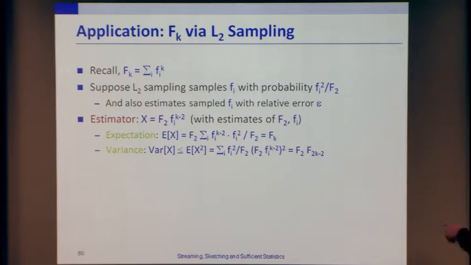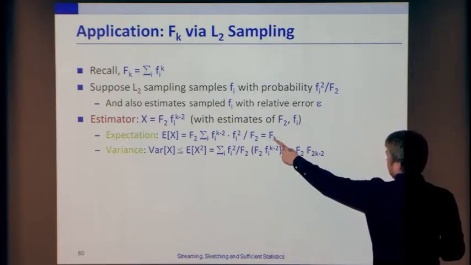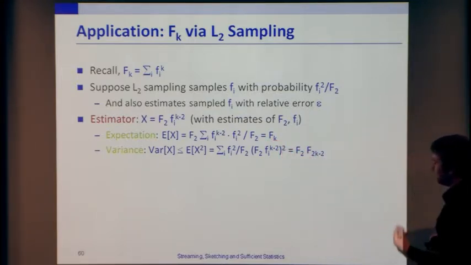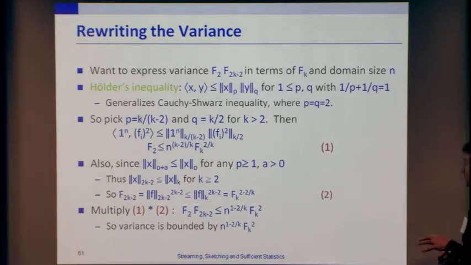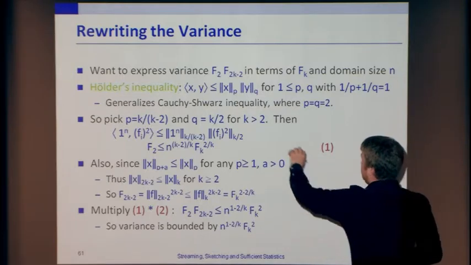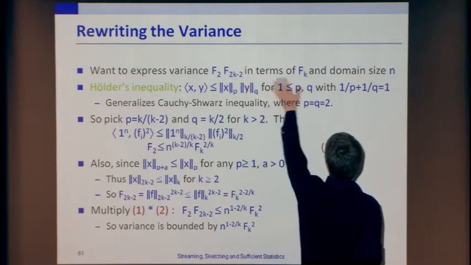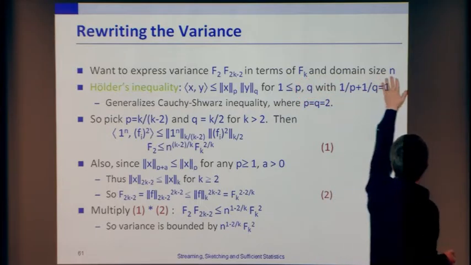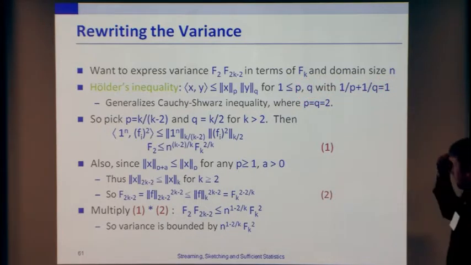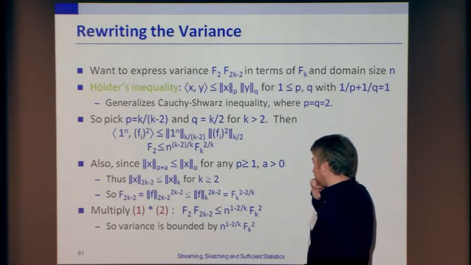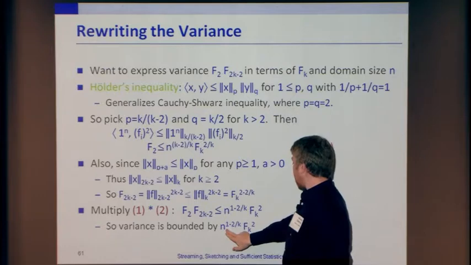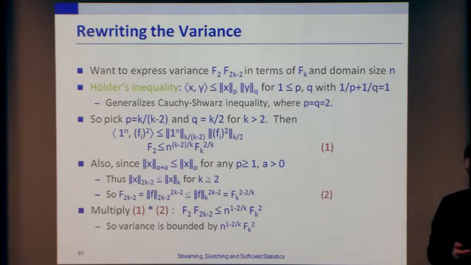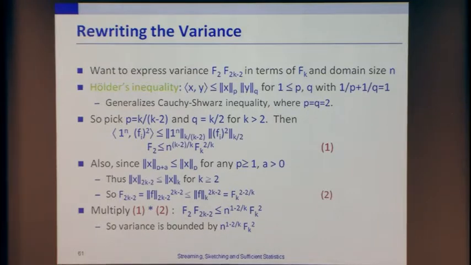Well, we don't quite understand what that is. We're trying to shoot for this quantity F_k. We've got a variance in terms of F2, F_(k-2). So I have to do a little bit of manipulation on this. I'm not going to go through the details, but basically we want to re-express F2 times F_(k-2) in terms of what we're looking for, F_k, and the domain size n. What we do is plug through some standard inequalities to get that this term we can express in terms of n to the 1 minus 2 over k and F_k squared. So we do a little bit of manipulation to turn that expression of the variance into something slightly more convenient.